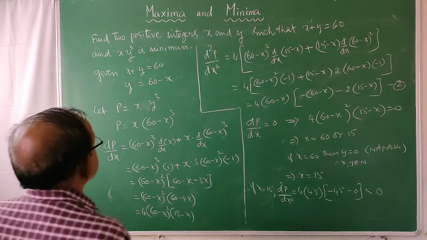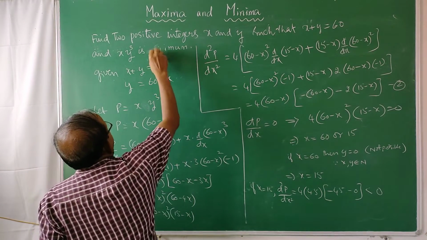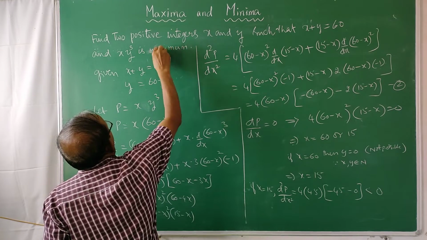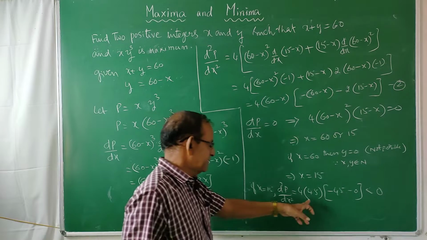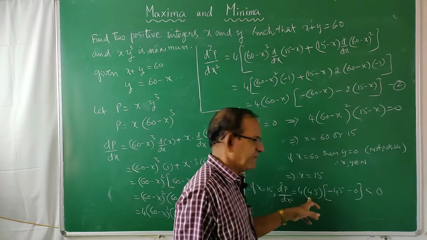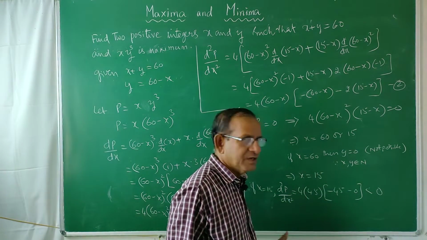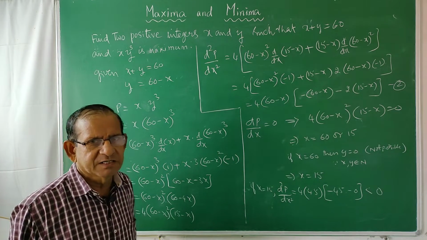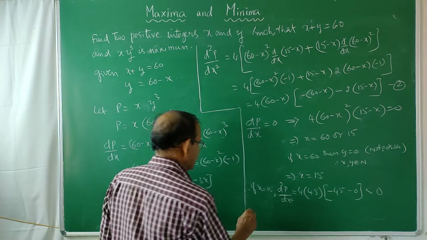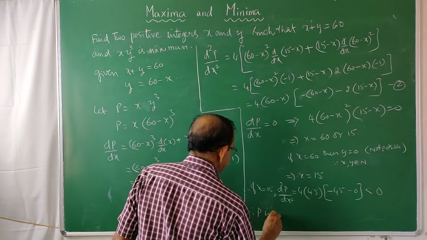Sorry, here there is a correction. This is maximum, not minimum. X into y cube is maximum because the second derivative is negative. Minus 45 into this positive number, that is negative. So only maximum value is possible, not minimum value, because the second derivative is negative. Therefore, p is maximum.